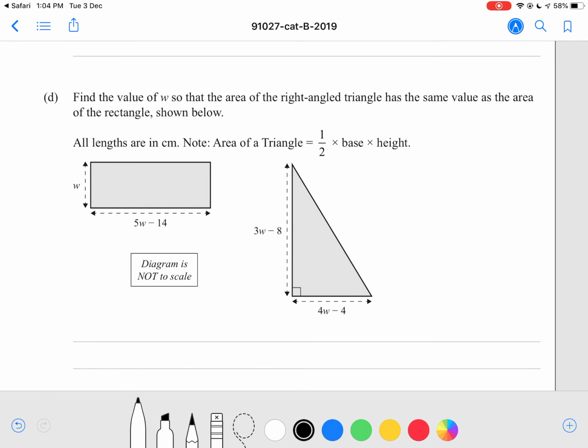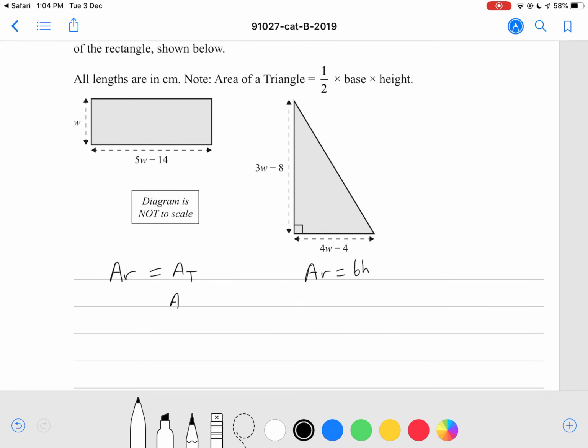Find the value of W so that the area of the right angle triangle has the same value as the area of the rectangle. Yeah, so this is definitely an excellence level question. So we want to say that the area of the rectangle is equal to the area of the triangle. Area of the rectangle equals base times height, so it is (5W minus 14) times W, which equals 5W squared minus 14W.